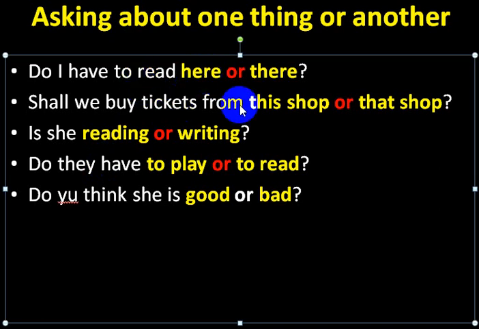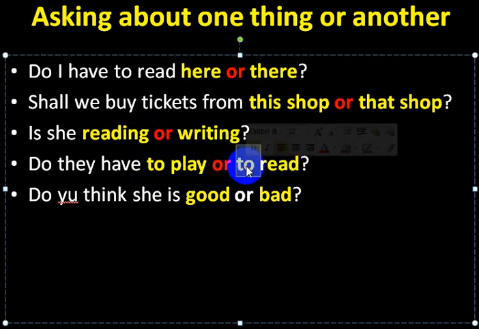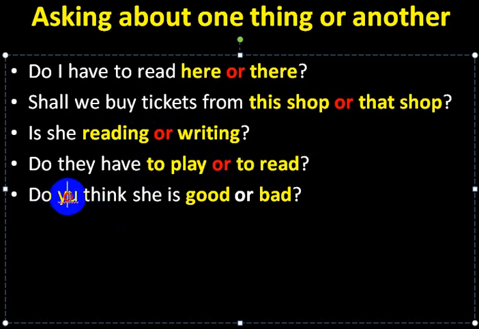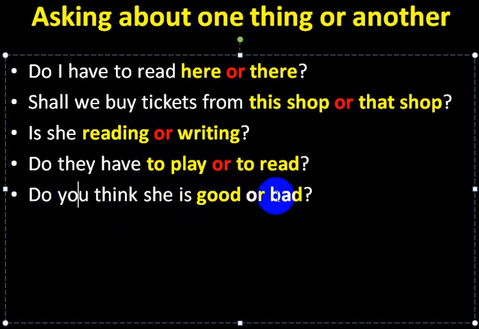Shall we buy tickets from this shop or that shop? Is she reading or writing? Do they have to play or read? Or you can even say, do they have to play or to read? Do you think she is good or bad? In all of these examples, you can see there is a connector. The connector used here is what? Or.